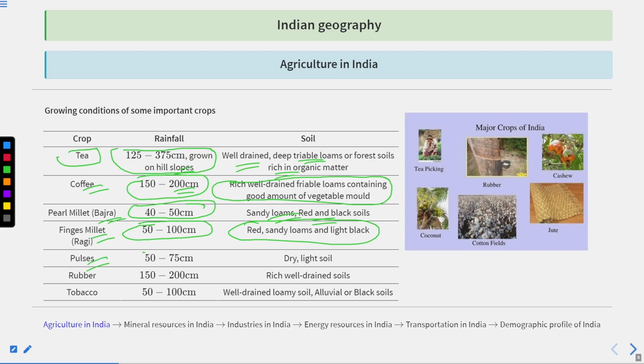Pulses, 52 centimeters of rainfall. Dry light soil. Rubber, 150 to 200 centimeters of rainfall. Rich well-drained soil. 50 to 100 centimeters of rainfall. Well-drained loamy, alluvial or black soil.